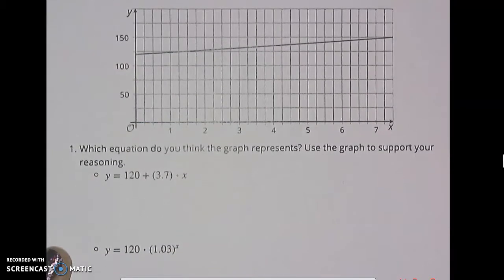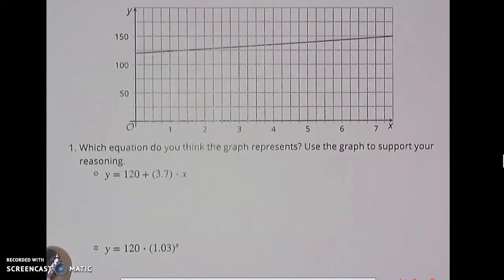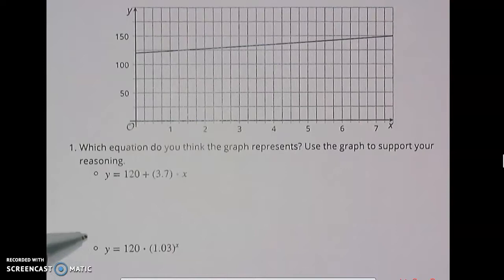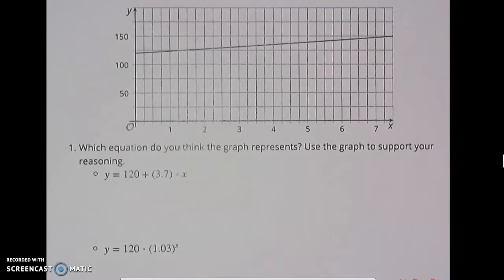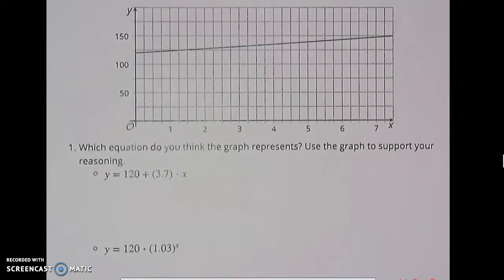We have a certain viewing window. And the first question we have: which equation do you think the graph represents? Use the graph to support your reasoning. So we could either choose y equals 120 plus 3.7 times x, or y equals 120 times 1.03 to the x power. So if you're looking at this graph, what is your first gut reaction saying?